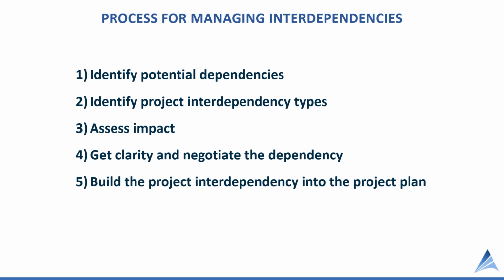From a process perspective, we've got 5 basic steps. And the first is we want to identify potential dependencies. We can't manage what we can't see. So the first thing that we've got to do is identify, are there dependencies between projects?